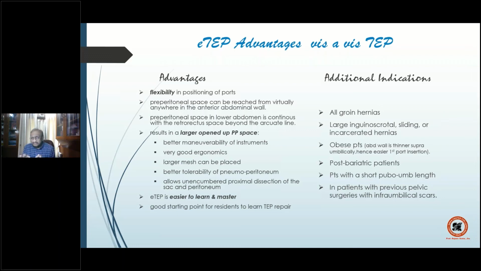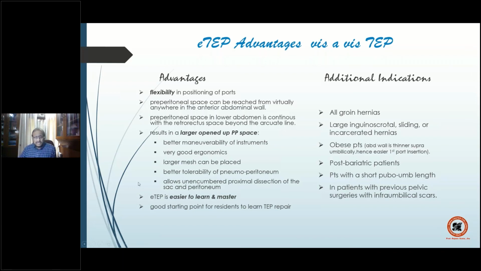Even if pneumoperitoneum develops, you don't have to worry. In a routine TEP, it becomes so worrisome and problematic that doing further dissection becomes really difficult in such instances. It allows unencumbered proximal dissection of the sac and the peritoneum. Thus, eTEP is easier to learn and master. It is very evident after you have done only 3 or 4 cases, you become so proficient. You're so happy with it. It should become a good starting point for residents to learn the TEP repair.